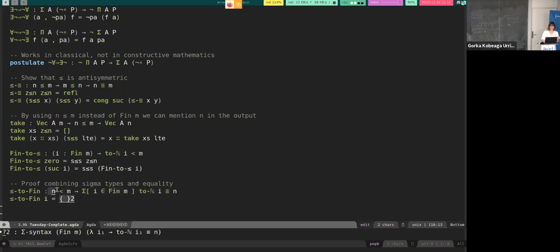While if you're given n less than m, this is in a way a proof that n is less than m, but it's also a way of selecting the number n which is in the range of up to m. So it's in a way a similar thing to a fin m, but it has more information. And here we are saying that we can recover that information out of a fin. So if you give me this, I'll build a fin such that if I translate it to a natural number, you will get this index n.